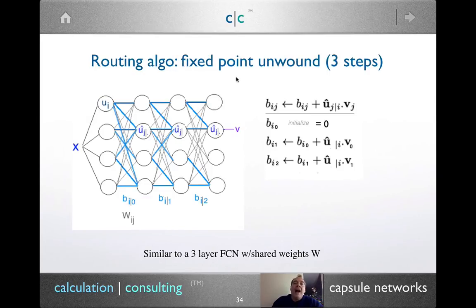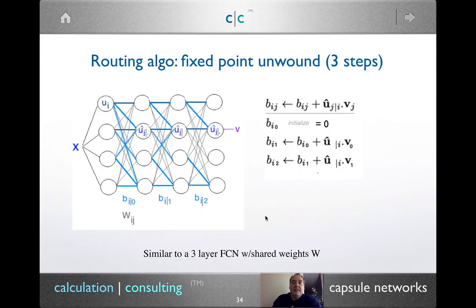When you unwind the fixed point equation, you could think of it conceptually as having 3 layers that you've unwound, and they all share weights. They all share the weights W, which form the U hats. And you're just unraveling this. And so it's kind of like a 3-layer fully connected network, except the network's not fully connected, with shared weights. And then you can just run backprop on it.